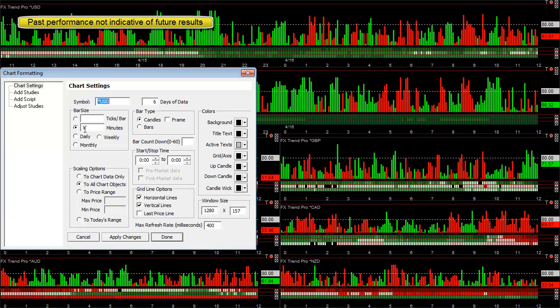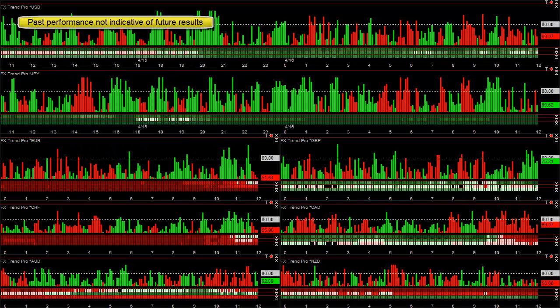And you can see it's using a 5-minute bar. So each one of these histograms is 5 minutes. What was the dollar's strength or weakness during that 5-minute period of the day?